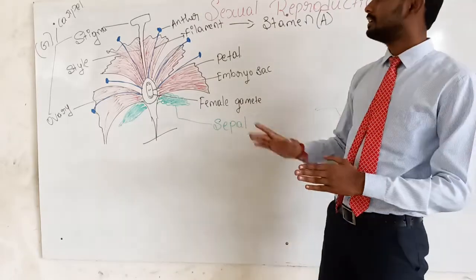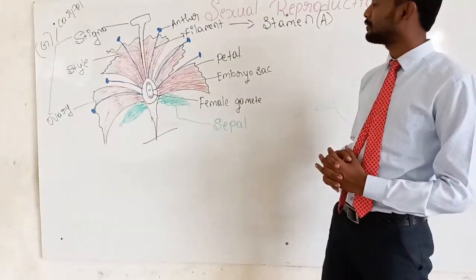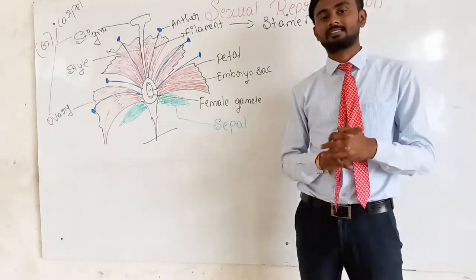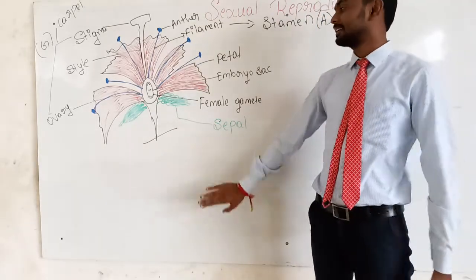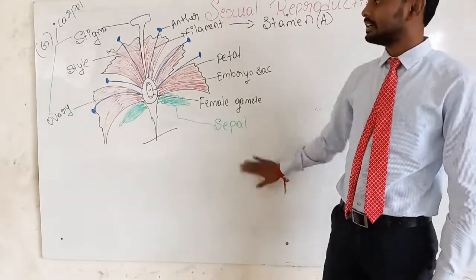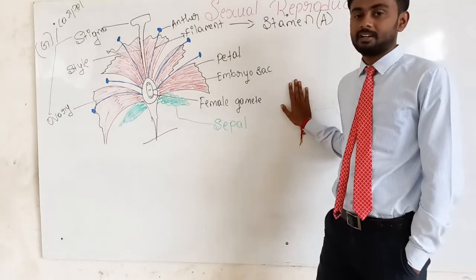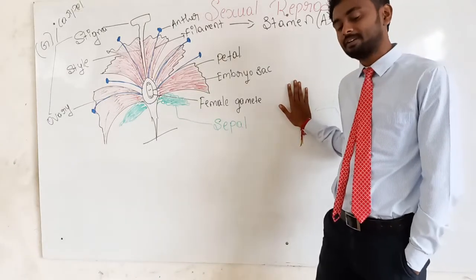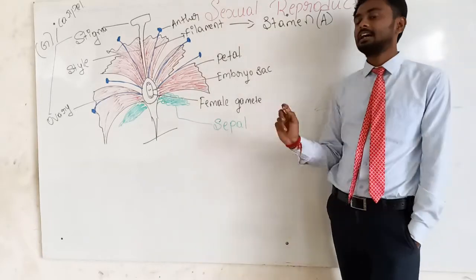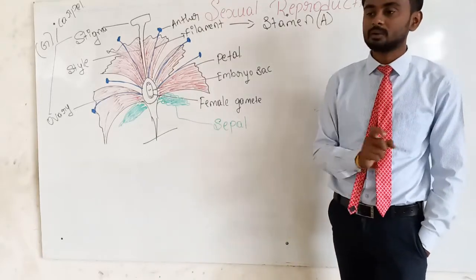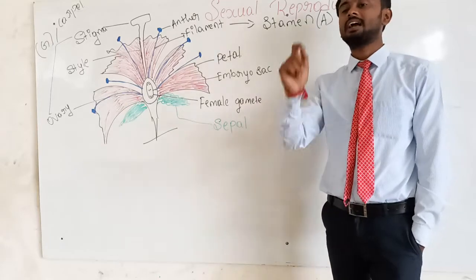So first of all, we start with sexual reproduction in plants. You can see, students, that this is a hibiscus flower. It is a bisexual flower. Before going to sexual reproduction in plants, I will tell you one important thing: unisexual and bisexual.